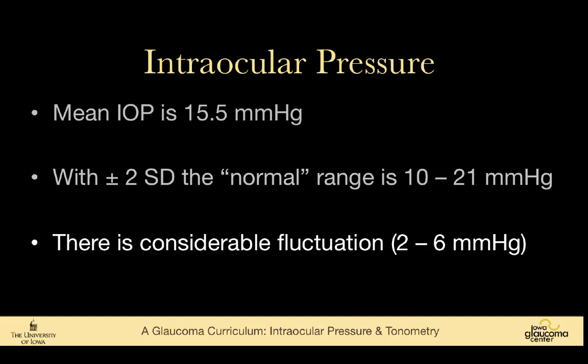There's also considerable fluctuation in the intraocular pressure, 2 to 6 millimeters of mercury throughout the day. So if you measured my pressure, it would not be 14 millimeters of mercury every time that you measured it. It would fluctuate some. And there's more fluctuation in patients who have glaucoma.